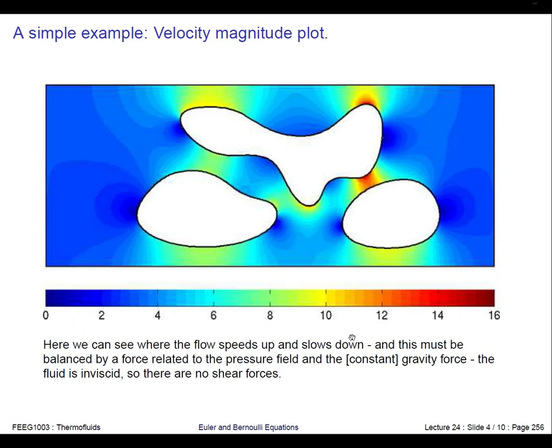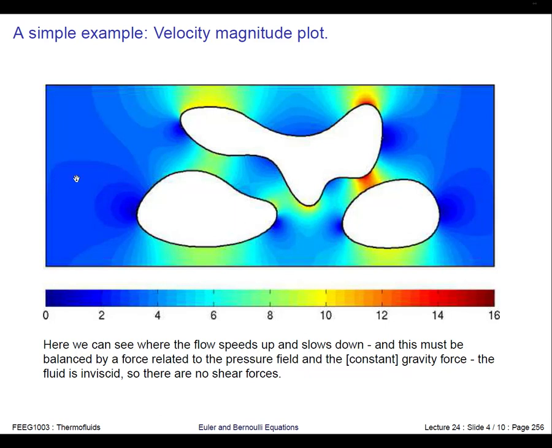So this is another example of the flow field. Instead of looking at the velocity field, the velocity vectors if you like, what we've done here is taken the dot product of the velocity vector with itself, taken the square root. That gives me the speed, or the velocity magnitude.